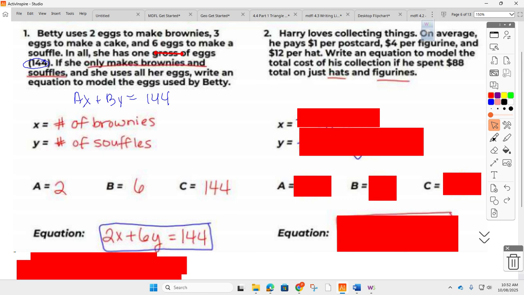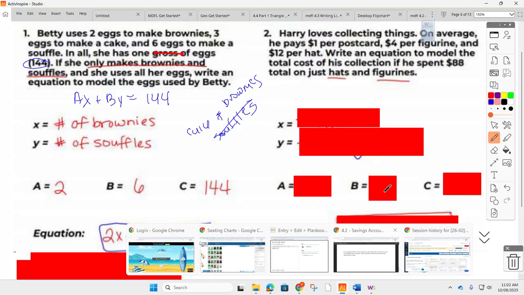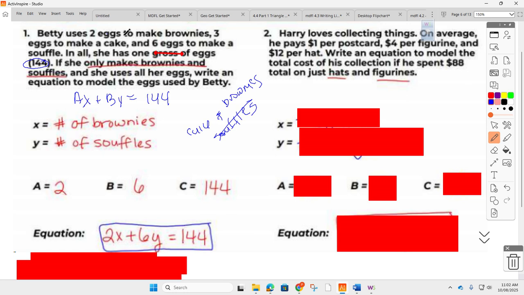cakes and souffles, what would our equation be? So this would change, because then this would be the term that represents the number of eggs we use for cakes, right? If we made cakes and brownies, what would that equation be? Yep, 2x plus 3y. 2 eggs to make a brownie, 3 eggs to make a cake, 2x plus 3y still going to equal our total.